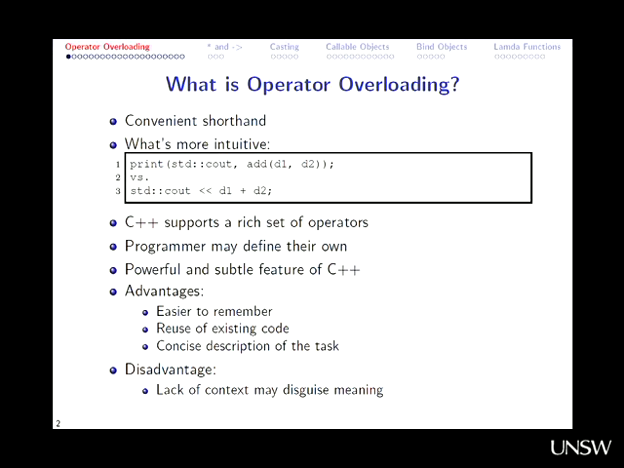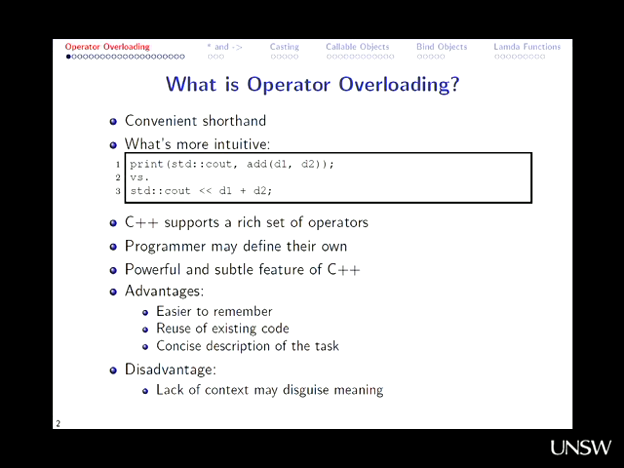C++ has a rich set of operators. Again, in the first week we showed you a huge table of operator precedence. There's a huge amount of them. We can define our own operators as well, and this is a really powerful feature of C++ that, if you're coming from Java, you definitely don't see in Java. It's easy to remember that a plus should be a plus, whereas it's hard to remember if we have a function called add, or combine, or sum. Plus is always going to be a plus. It allows you to reuse existing code, and provides a concise description of the task you're trying to achieve.